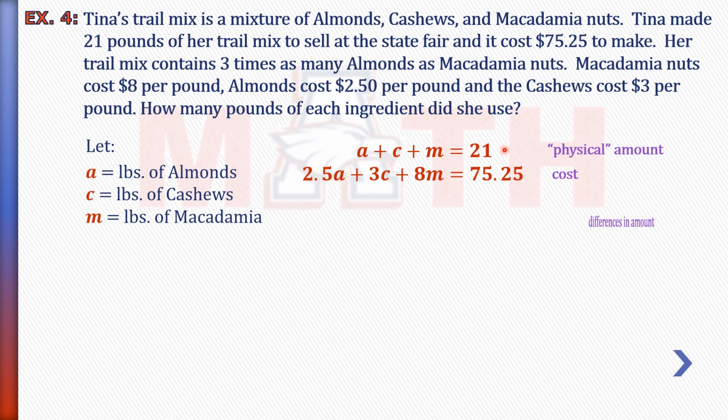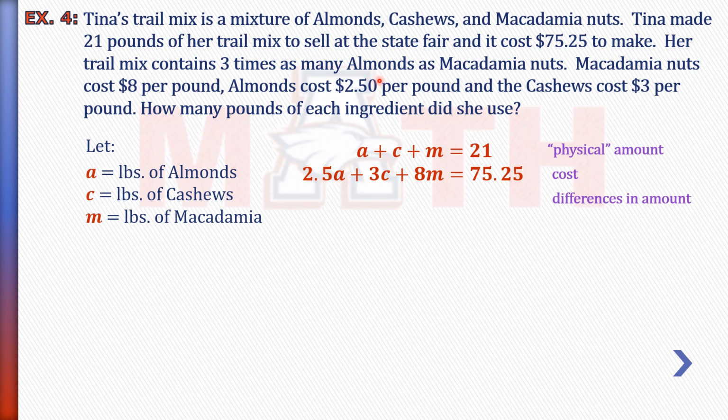Now, the last equation needs to handle the differences in amount. And that comes up with this statement here, where it says that her trail mix contains 3 times as many almonds as macadamia nuts. Now, when students see this, they want to tell me, hey, well, 3 times, so we're multiplying. Yes, you are correct. That does mean we're multiplying. But you want to tell me that that is 3a is equal to m, because almonds are what come after it. But that is not true.